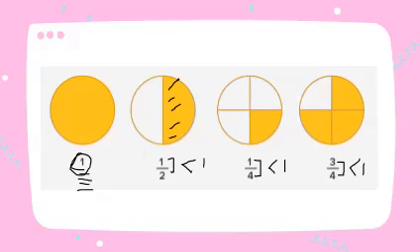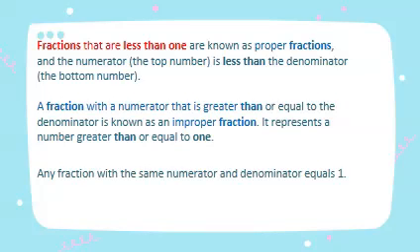So 1 over 2, 1 over 4, and 3 over 4 are fractions that are less than 1. But suppose that we don't have a figure. How can I tell that a fraction is less than 1? Fractions that are less than 1 are known as proper fractions. We tell that these fractions are proper fractions because the numerator, which is the top number, is less than the denominator. If I take the previous example, we have 1 over 2 or 3 over 4.